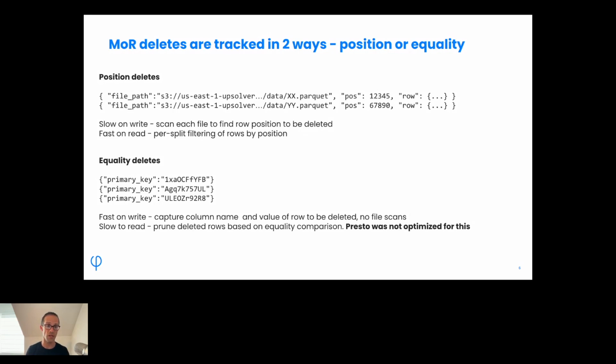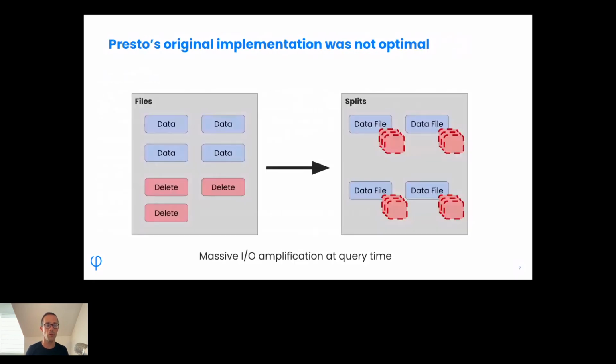And it results in really slow query performance. So we set out at Absolver to solve that problem because that's the biggest use case that we see with our users and also for us internally. So when we look at the original implementation of Presto, it was very specific to how position deletes are handled and how any files are handled inside of Presto.